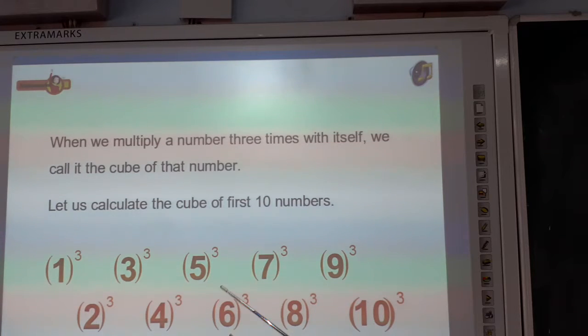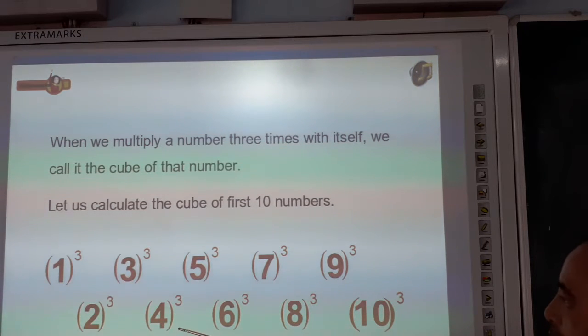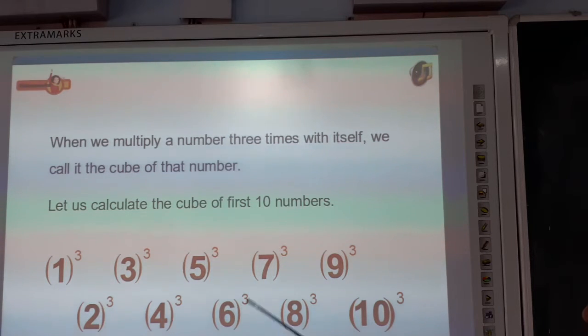Cube of 5, 5 into 5 into 5, 125. Cube of 7, 7 into 7 into 7, 343. And cube of 9, that will be 841. Then cube of 2, 8. Cube of 4, 64. Cube of 6, 256. Cube of 8, 512. Cube of 10, 1000. Let us see their answers.